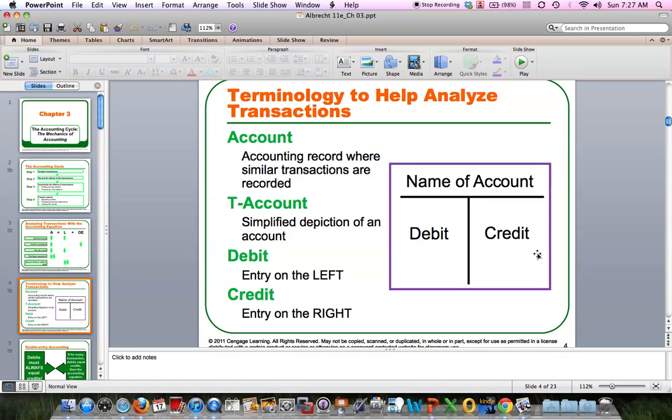That is always that way. Okay, debits left, credits right. Probably want to make a note of that. No matter what the account is, debits are on the left side and credits are on the right side.